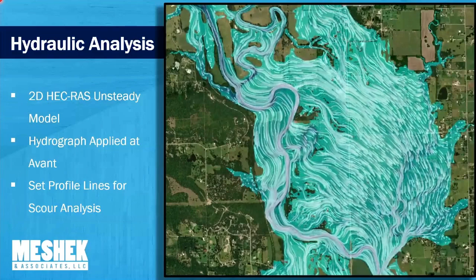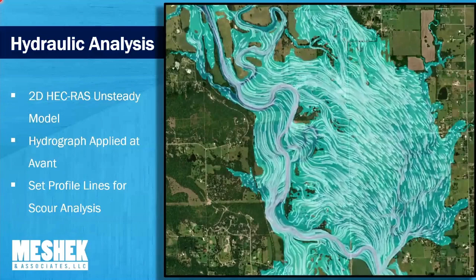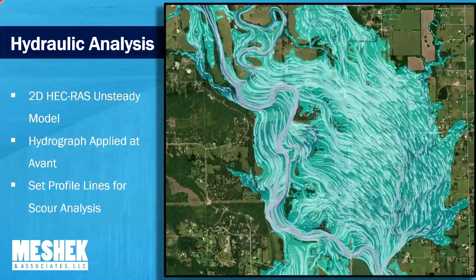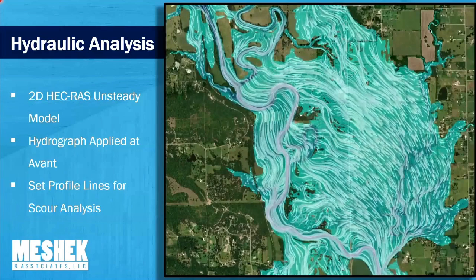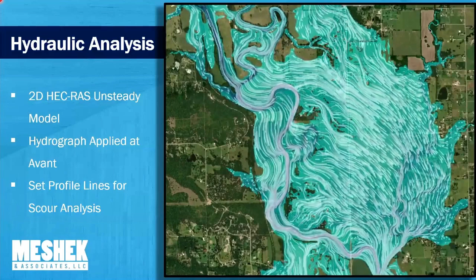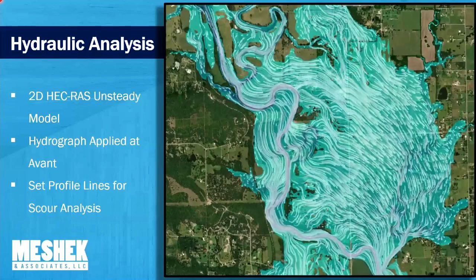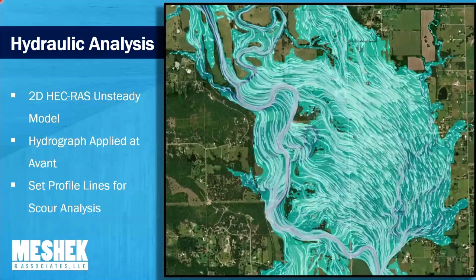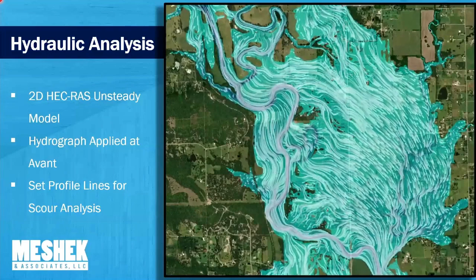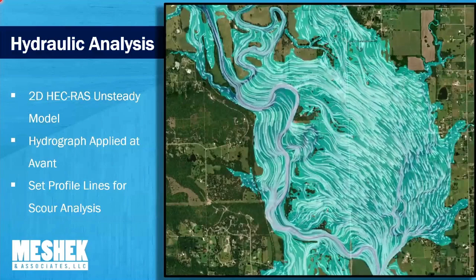The other thing I want to mention is, in order to set our upstream boundary hydrograph, we were able to take a historical peak hydrograph from the A-bank gauge, modify that to match the peak flows of the probable design floods that we have actual values for, and apply those to the 2D model.